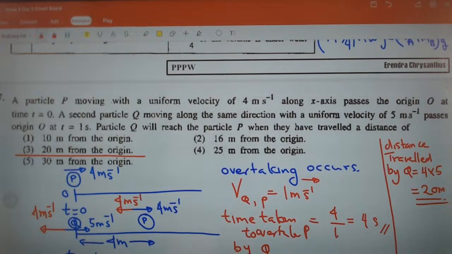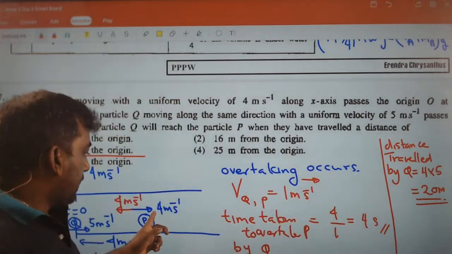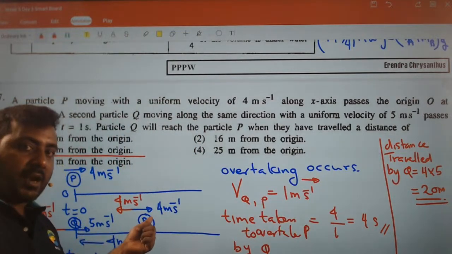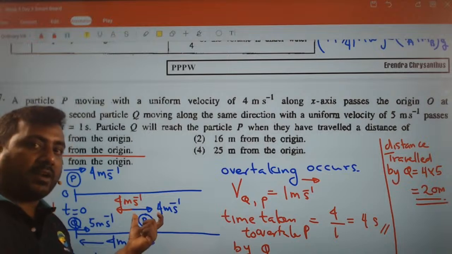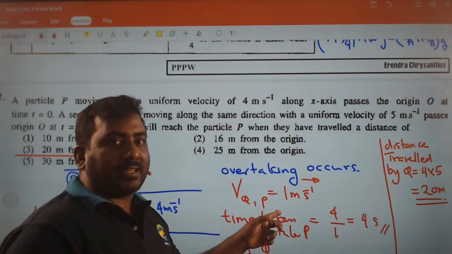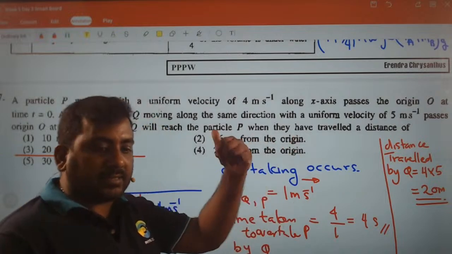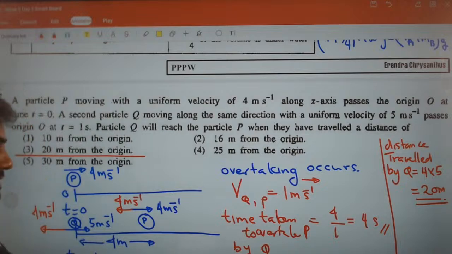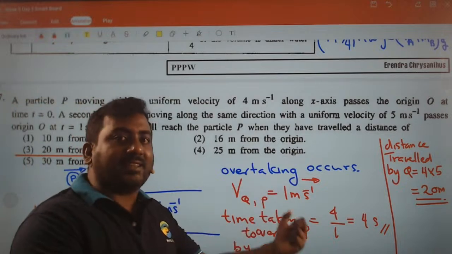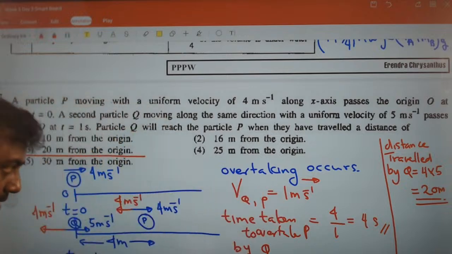Using relative motion, you can easily find this. Remember, whenever you are talking about an overtaking problem, the back one has to overtake the front one. Mathematically, how do you stop the front one? Velocity of Q with respect to P. With respect to P means P is mathematically at rest. When we say Q with respect to Earth, we are assuming the Earth is at rest. Same way, for Q, mathematically, P is at rest.